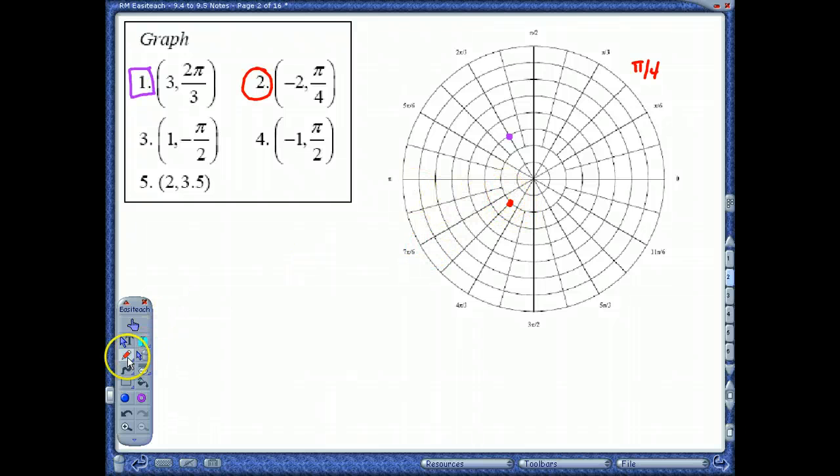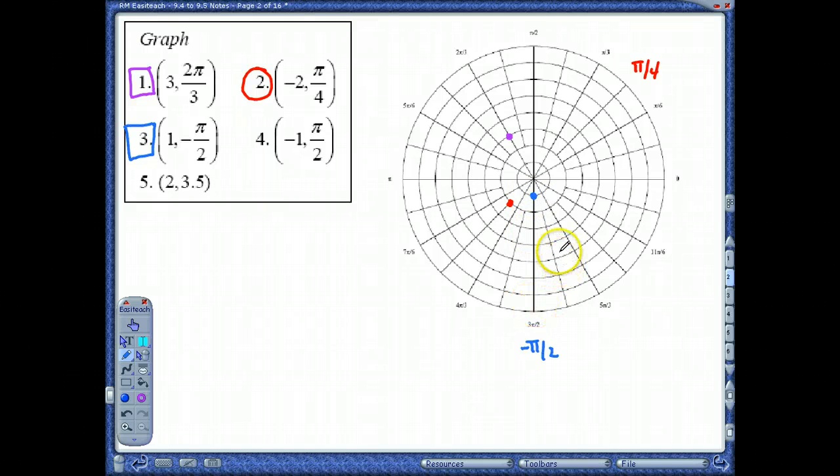All right, so let's just do a couple more. We've got a couple more colors we can change to. So this little guy here, we're doing 1, negative pi over 2. So pi over 2 would be this guy, negative pi over 2 is this guy. Negative pi over 2 is the same as that 3 pi over 2. So positive 1, we're going out towards it, 1 spot.